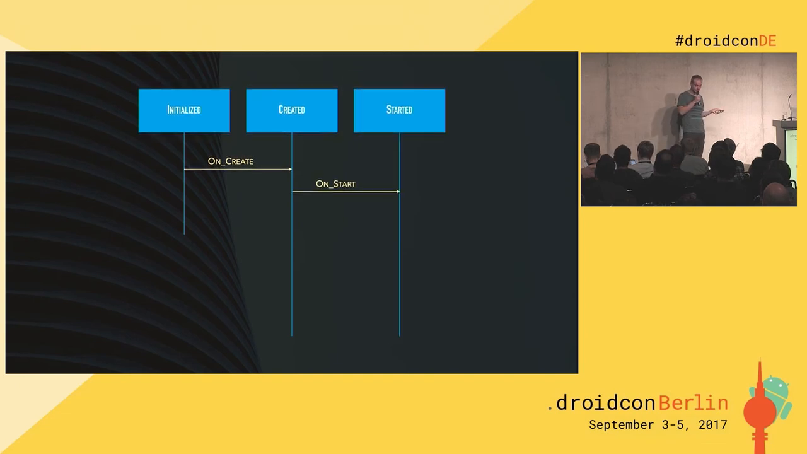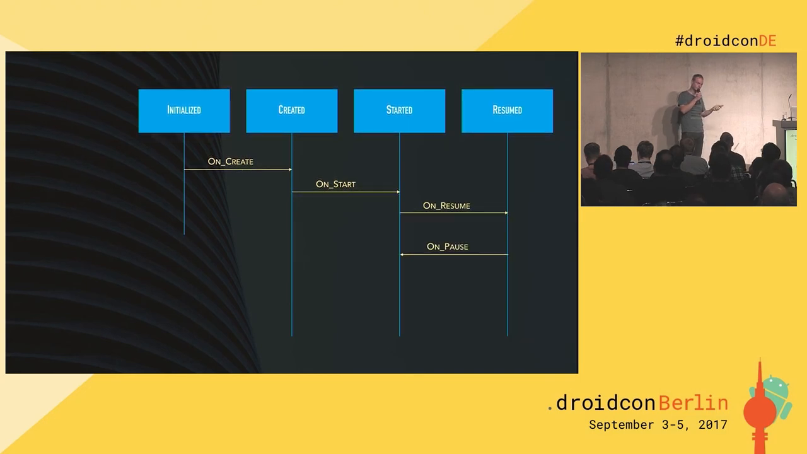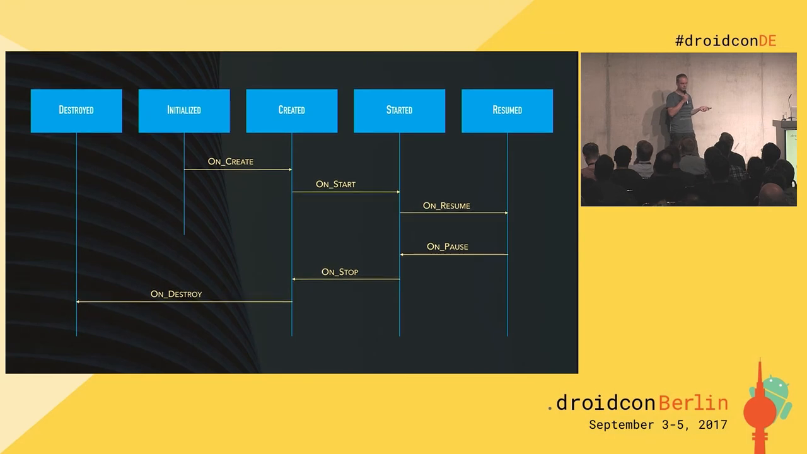And then we have onStart, and we end up in started. With onResume, we end up in resumed, and then we go backwards again. With onPause, we are back to started. So we are not paused, but in the state started again. And onStop leads us back to created, and after onDestroy, we end up in destroyed.